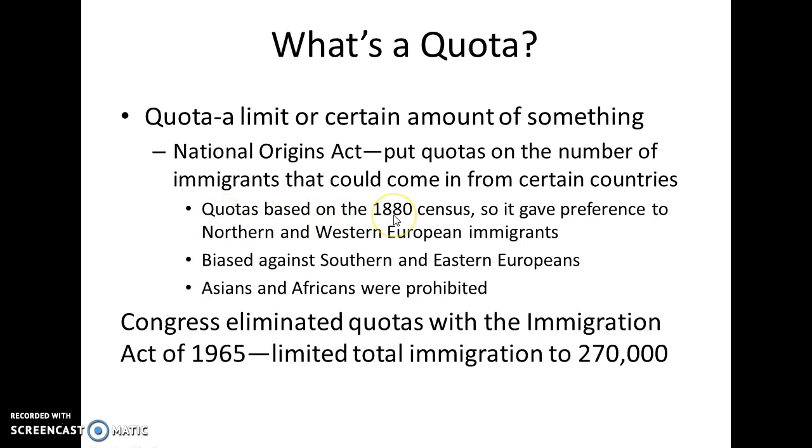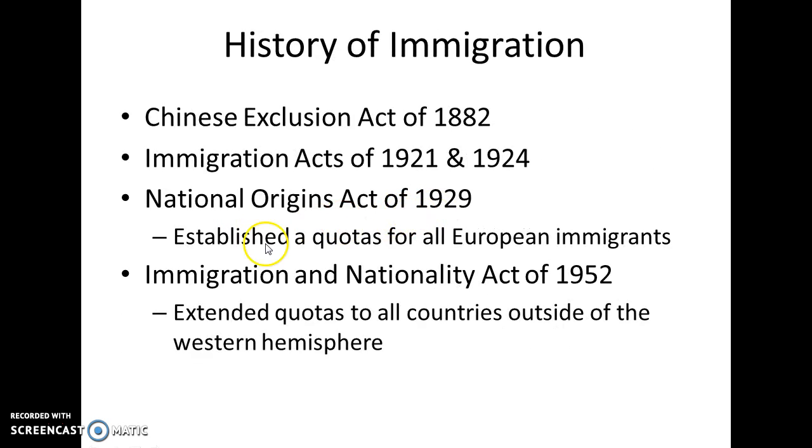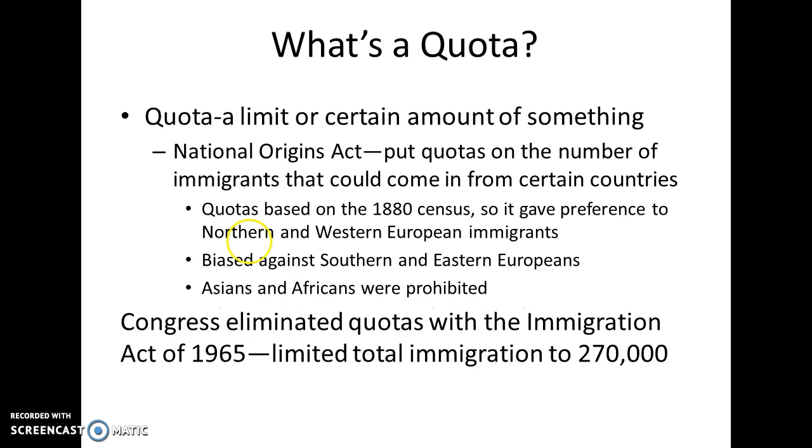So they looked at the 1880 census. Now, this is 1929, so they went back almost 50 years to look at the census. And then they said, all right, we're only going to allow a certain percent of the people that were coming in 1880. In 1880, most of the people were still from Northern and Western Europe, so they got the preferential treatment. If only 5% of the immigrants were from Poland, for example, they were only going to allow a smaller number of those people because they weren't coming in big waves in 1880.